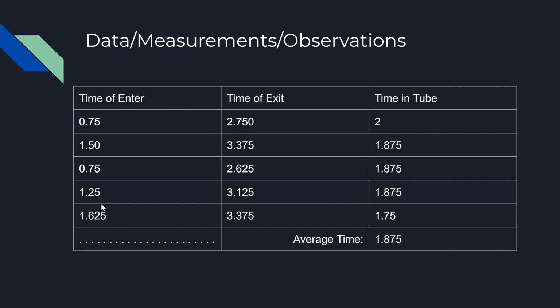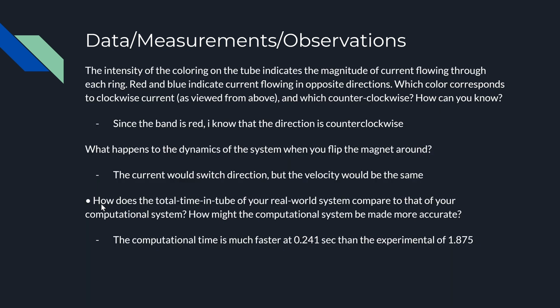This is the data I got from doing the drops of the magnet through the tube. Using the video, I found the time of entrance and the time of exit, took the difference, and that is the time the magnet was in the tube, and that averaged to 1.875 seconds. The intensity of the coloring on the tube indicates the magnitude of current flowing through each ring. Red and blue indicate current flowing in opposite directions.